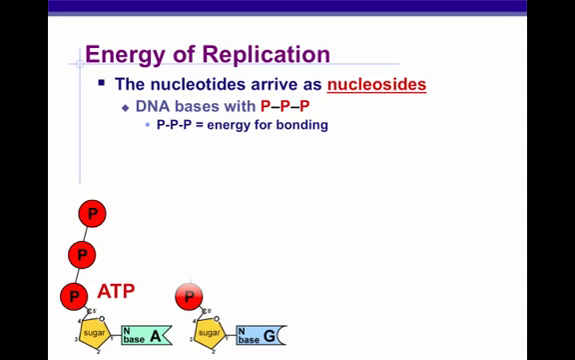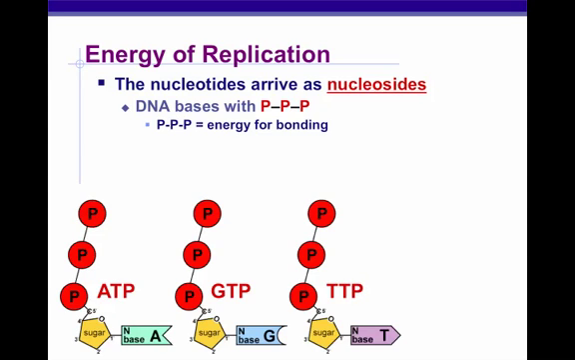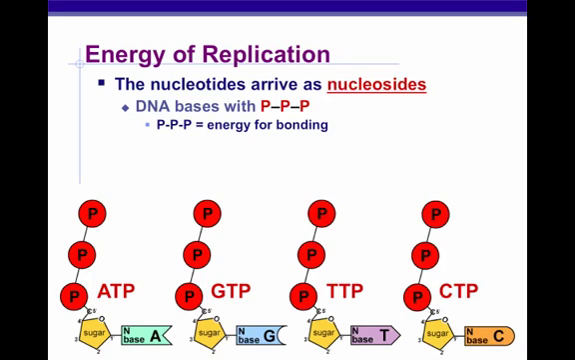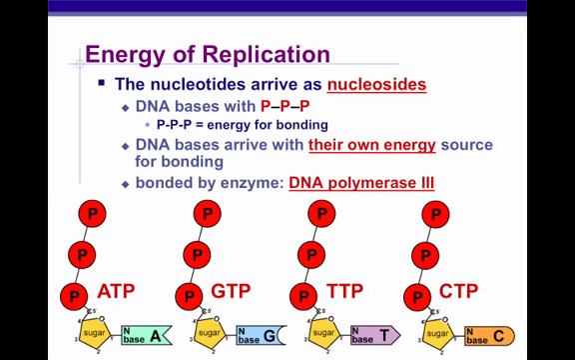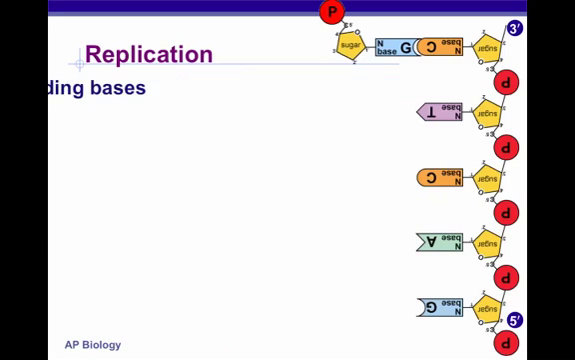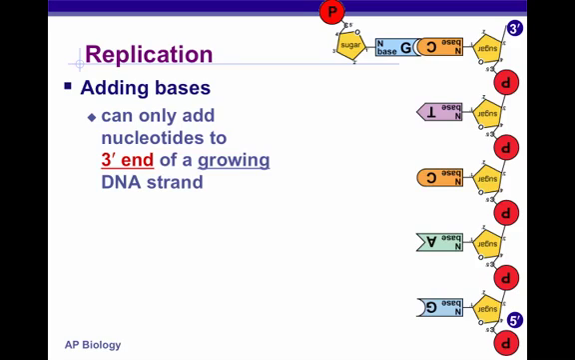Okay, so here's our nucleoside, nucleoside, nucleoside, nucleoside. So the DNA bases arrive with their own energy source for bonding, and they're bonded by DNA polymerase III, which is an enzyme. So let's add these bases. You can only add the nucleotides to the 3' end of the growing DNA strand, which means that as the strand grows, it grows from the 5' to the 3'.